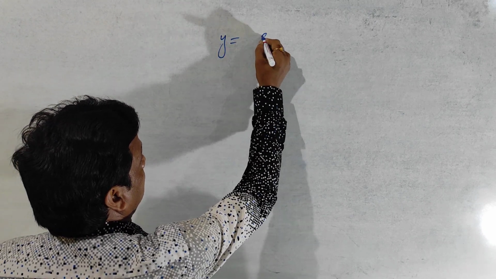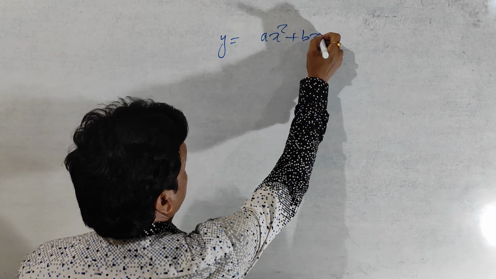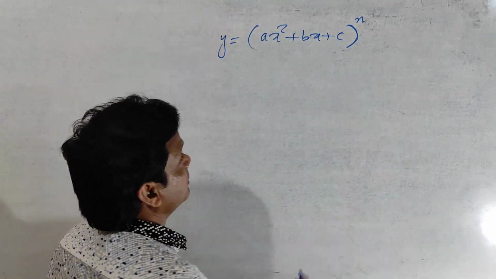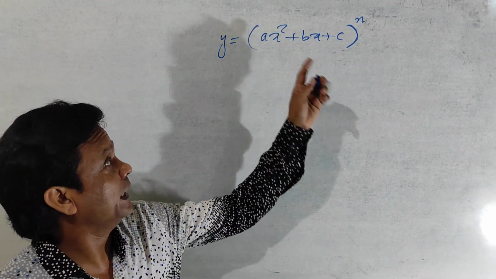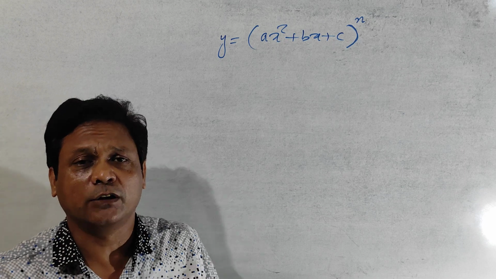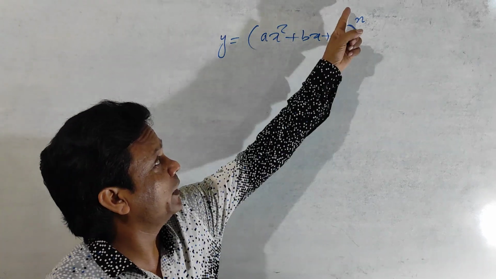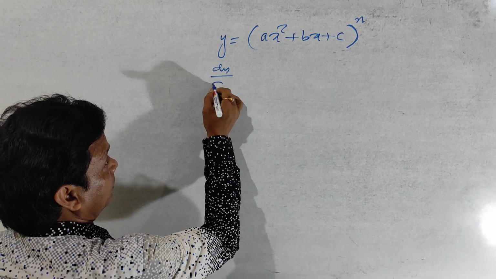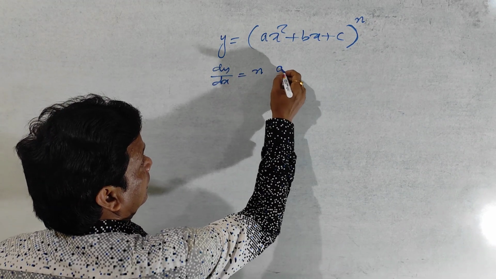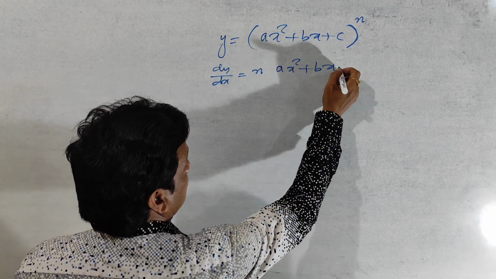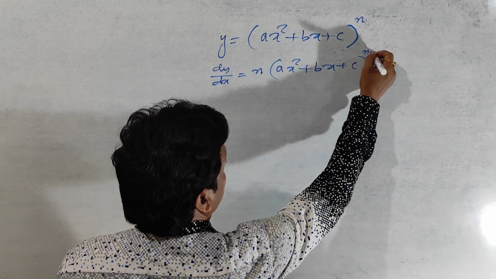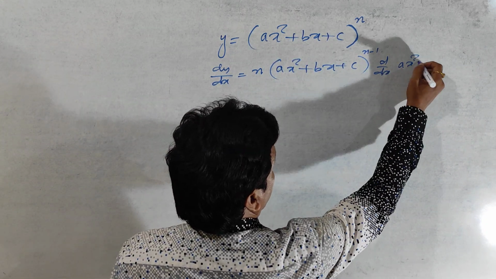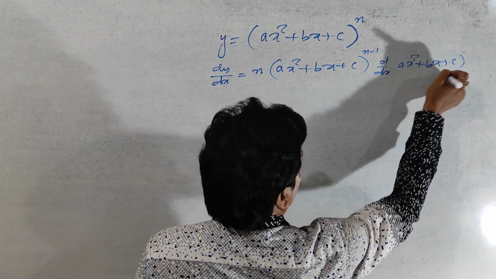See here, ax square plus bx plus c to the power n. If the problems are in this form, ax square plus bx plus c whole to the power n, how to do this one? I have already told you, u to the power n. And what is the formula? Tell me. dy by dx is equal to n into ax square plus bx plus c to the power n minus 1 into derivative of u. Derivative u is ax square plus bx plus c.